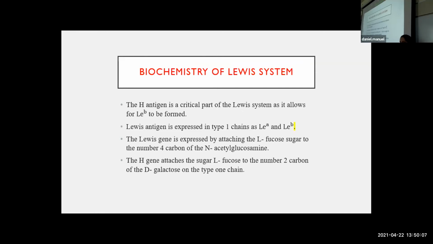The H antigen is a critical part of the Lewis system as it allows for LEB to be formed. So without that H antigen, it would form LEA in its place. The Lewis gene is expressed by attaching the L-fucose sugar to the number 4 carbon of the N-acetyl glucosamine, and the H gene attaches the sugar L-fucose to the number 2 carbon of the D-galactose on the type 1 chain. So the first reaction is a beta 1 to 4 linkage, and the second is an alpha 1 to 2 linkage.